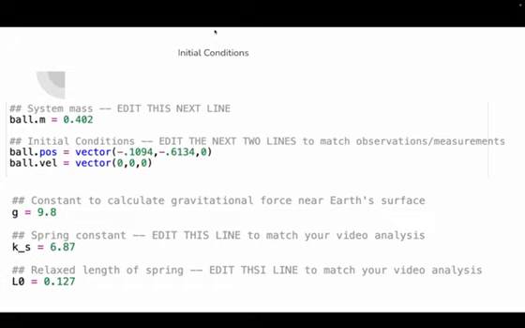And to go over some of our initial conditions for our coding, we were given the mass of the ball, or mass of the system, which is 0.402. We inputted our data from Tracker for our initial conditions in this position. And of course, the gravitational constant on Earth is 9.8. I inputted the spring constant calculated from the previous slide and the relaxed length from the previous slide.